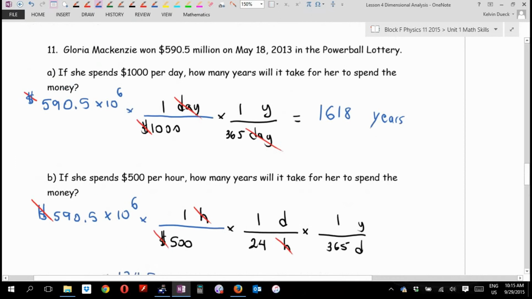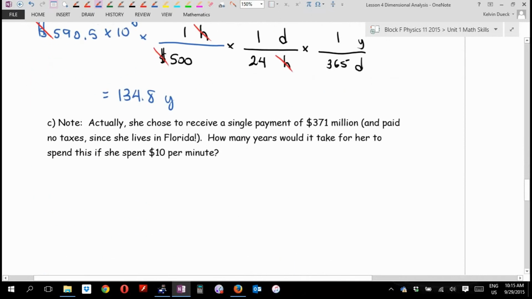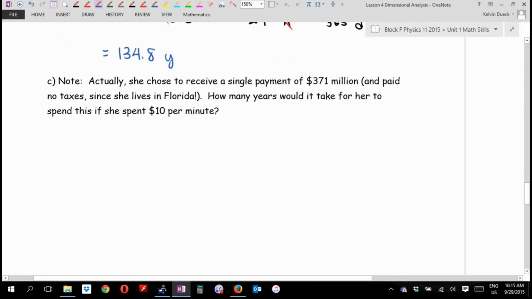So this gal, what was her name? Gloria, she took the lump sum payment up front, which was a single payment of $371 million. And I had to add this, because she lived in Florida, she paid no tax on it. If you win a lottery here in BC, pretty much half of that you'll lose right away to taxes. So she didn't have to pay any tax. That's high. Okay. And she wants to spend $10 per minute. How am I going to start?